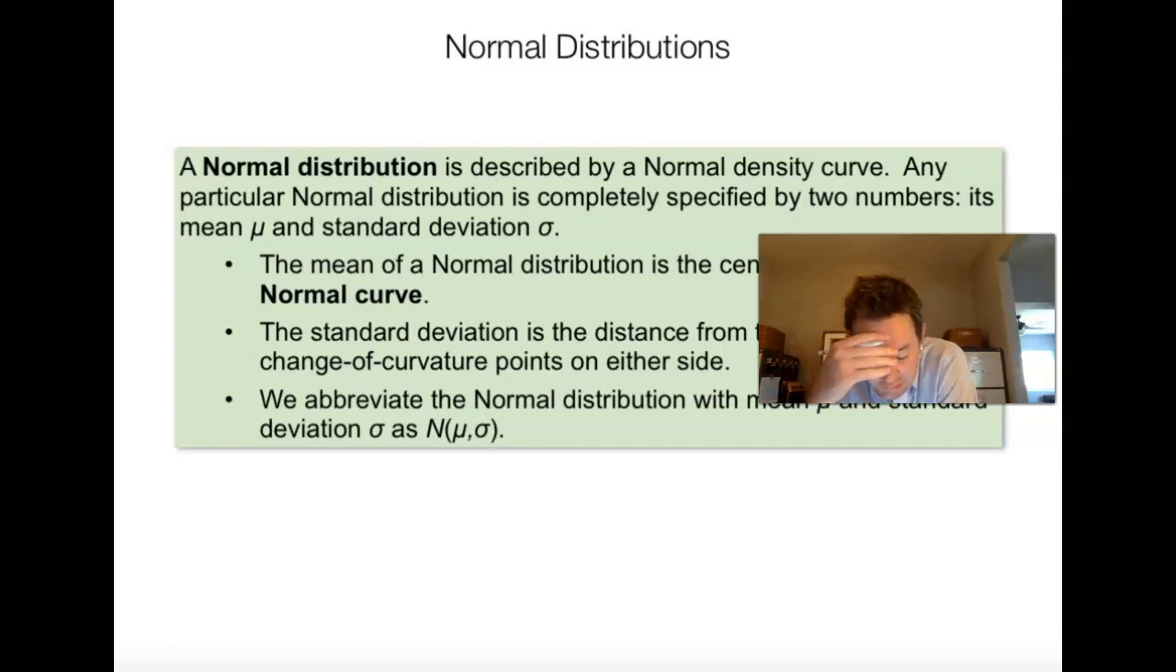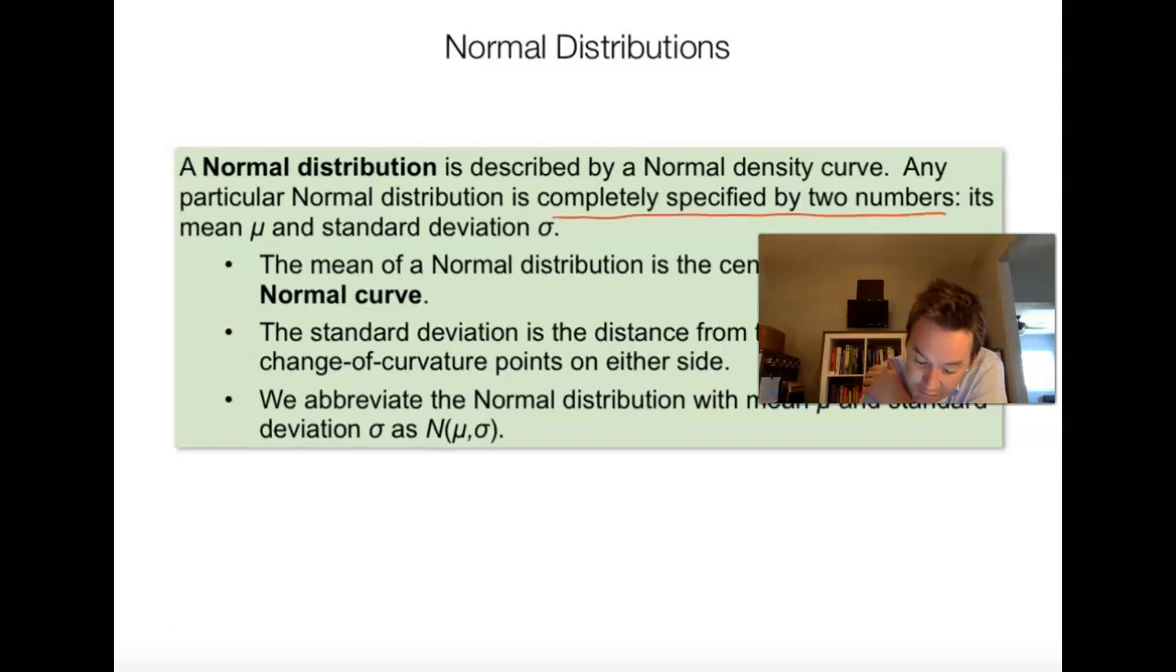Okay, so more about normal distributions. Remember that any unique normal distribution is completely specified by its mean and its standard deviation. The mean is in the center of what we call the normal curve. The standard deviation is the distance from the center to the change of curvature. Remember, that's what we call points of inflection. And then we can abbreviate the normal distribution with mean, mu, and standard deviation, sigma, as capital N, parentheses, mu, comma, sigma.